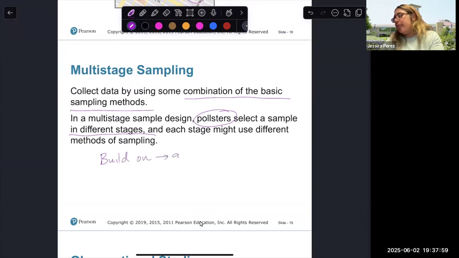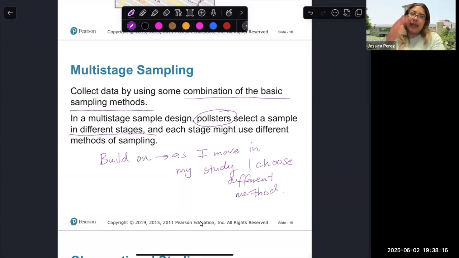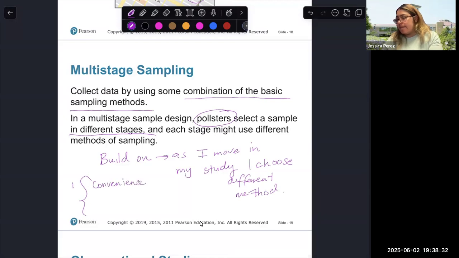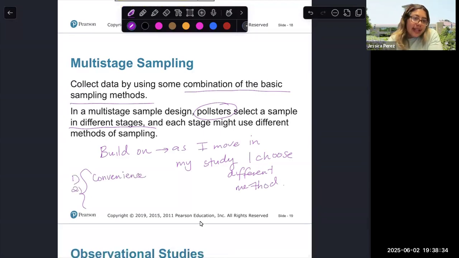So as I move in my study, I choose different methods. That is multi-stage sampling, because you're not just at one stage. You're not just doing one type of sampling. At my first stage, I'm doing a convenient sample. So this can be an example. I could start with a convenient sample because it's easy to get.